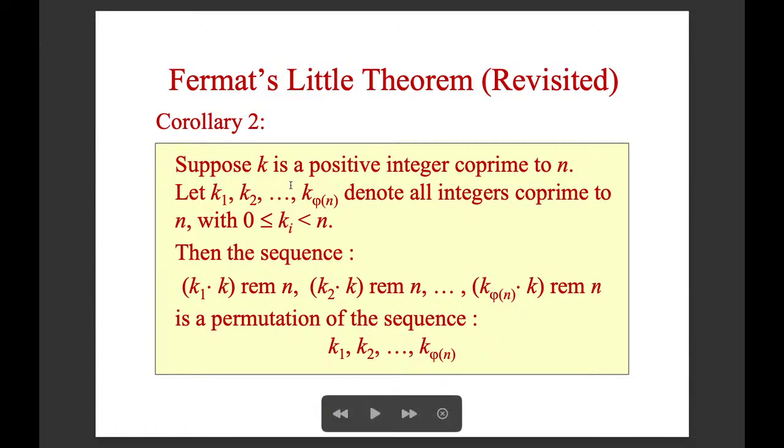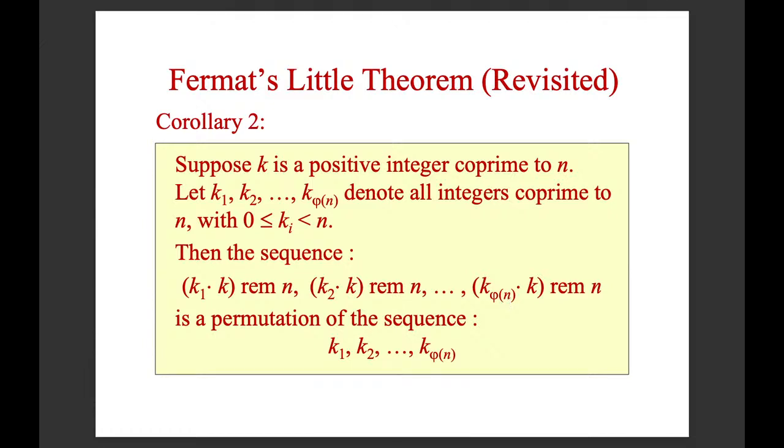Then what do we see? We try to multiply each number by k. So we have k1, k times k2, k times k3 up to k times k phi n. We claim that all these numbers remain coprime to n. Originally, k1 is coprime, k2 is coprime, k phi n is coprime, k itself is also coprime. And after doing the multiplication, they are still coprime. It's actually quite easy to see.